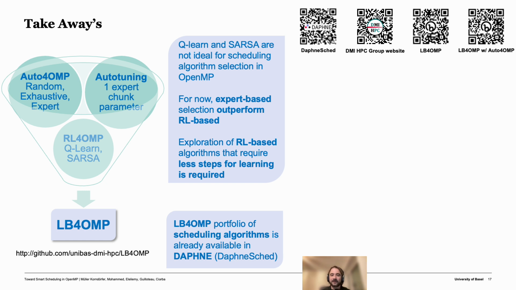And since they need all this history, they need a very large exploration phase or learning phase, which is very, very costly and not ideal for OpenMP selection. So we see that expert-based methods for now outperform RL-based selection. And as I mentioned, one of our ongoing steps is to look into RL-based methods that don't need so much learning to actually start making a decision.